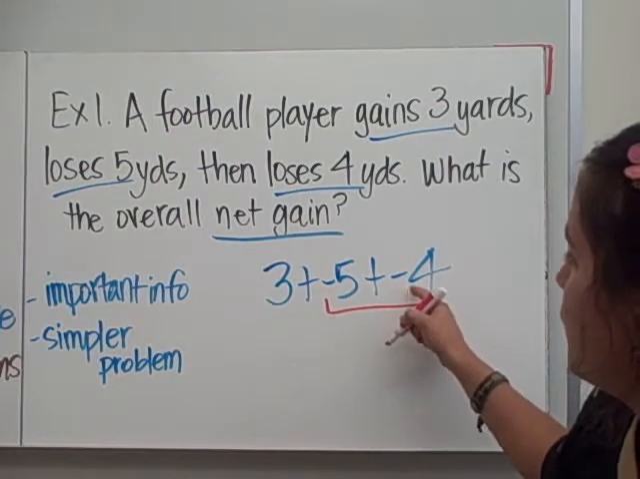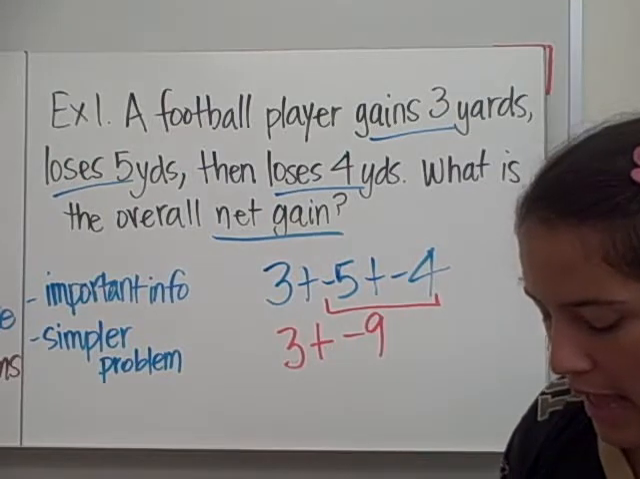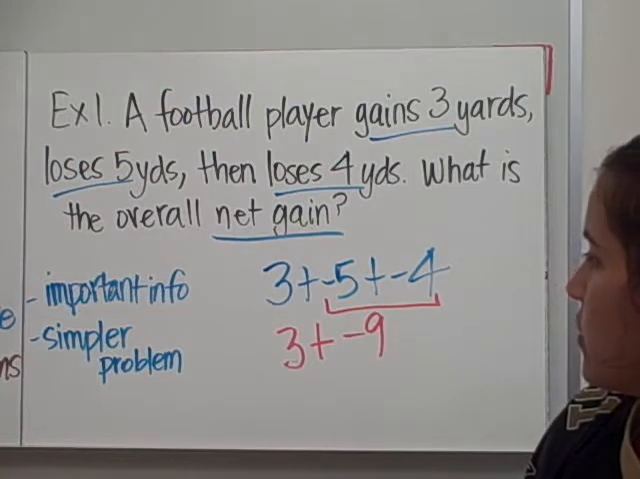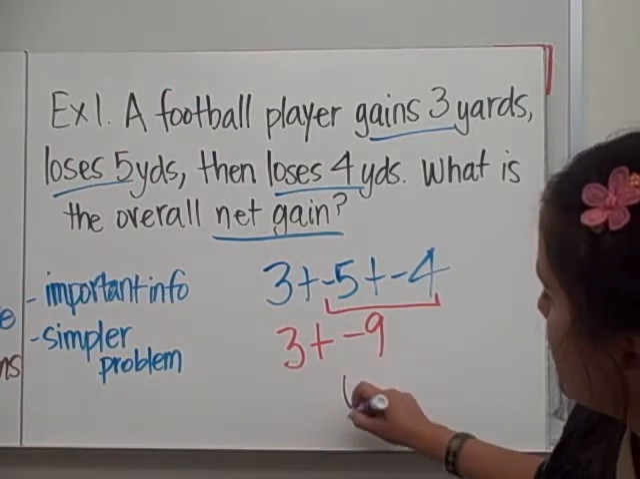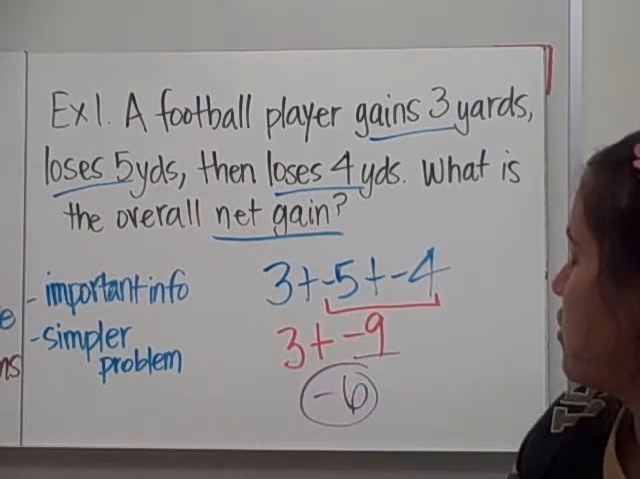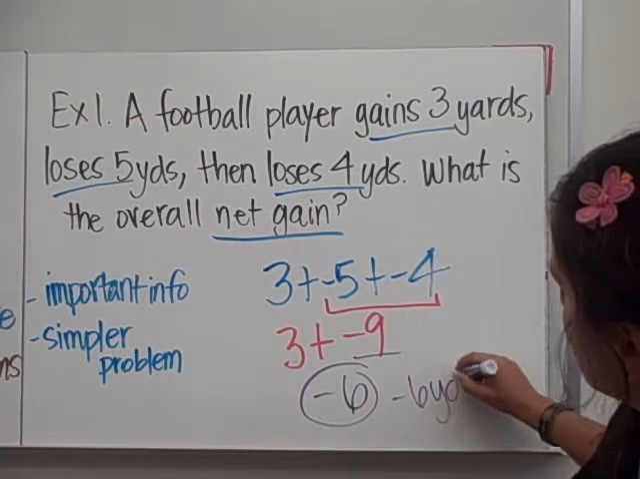Negative 5 plus negative 4 is negative 9. And now we have 3 plus negative 9. This is a DS problem, so we're going to subtract, and we're going to get 6. It'll be negative because the 9 overpowers the 3. So that means his overall net gain is a negative 6 yards.